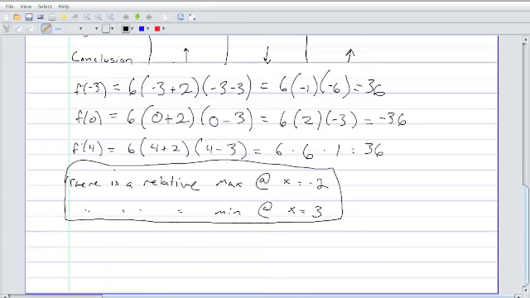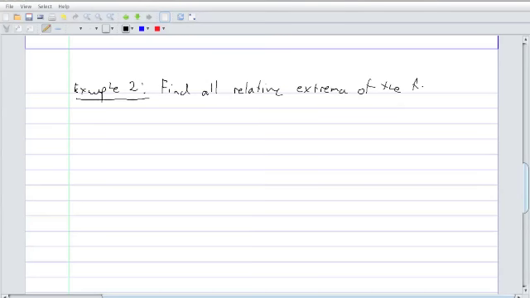Okay. Let's take a look at another example. Example 2. Find all relative extrema of the function. We have f of x equals x to the 4th minus x cubed.